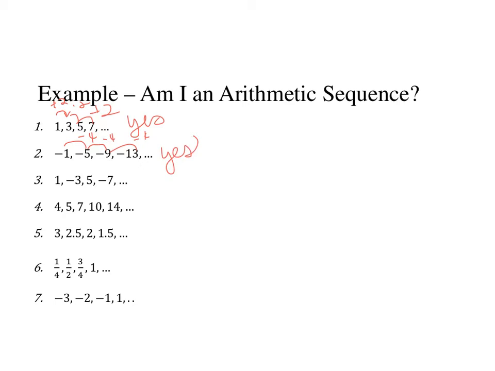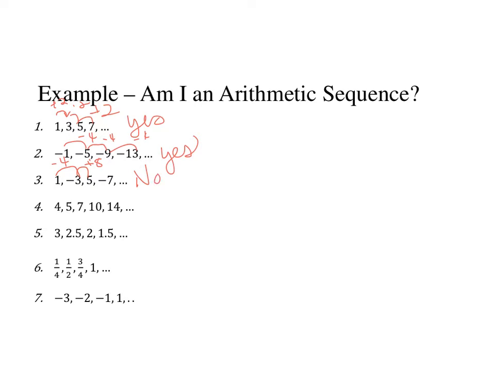But now let's look at the third one here. To go from 1 to -3, I have to subtract 4. And then to go from -3 to 5, I'm adding 8. So the first time the pattern changes, you know that it is not an arithmetic sequence.